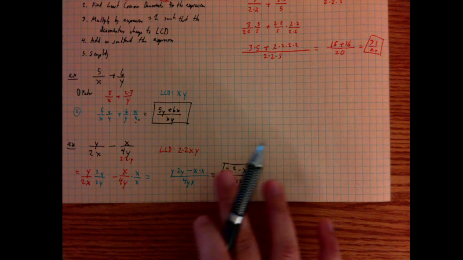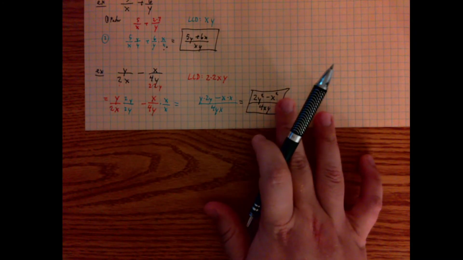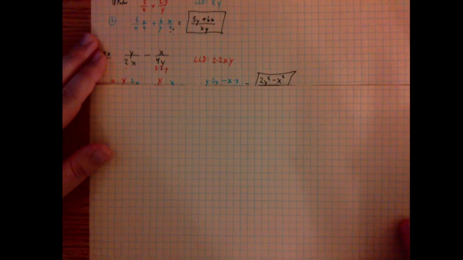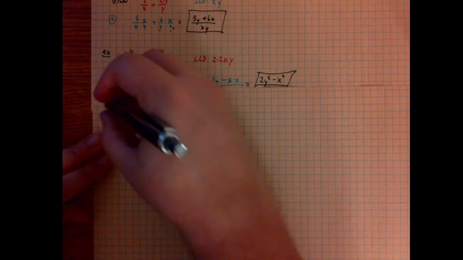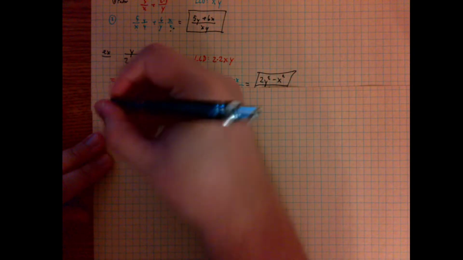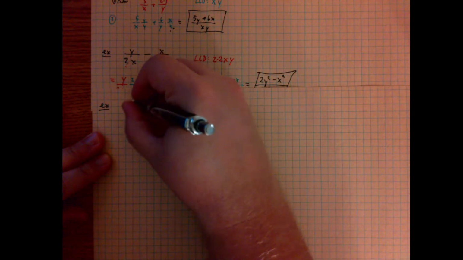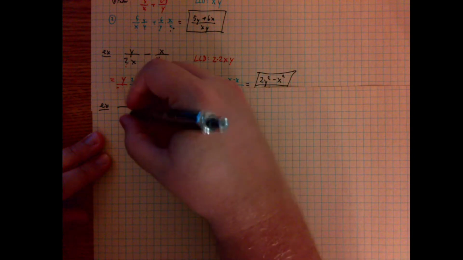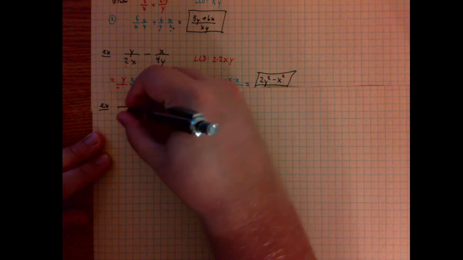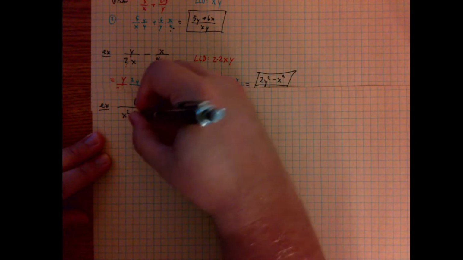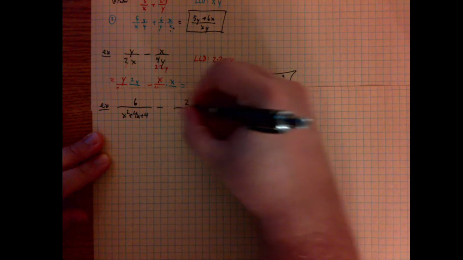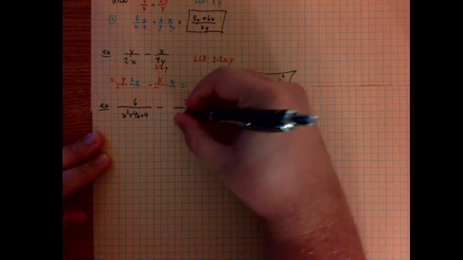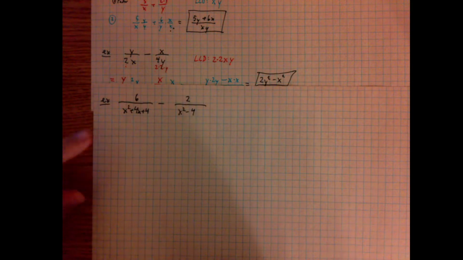Let's look at a more advanced example. Hopefully these are ringing some bells that you may have seen these before. Let's look at one where we have to actually factor some. In this case, we have an example of 6 over x squared plus 4x plus 4 minus 2 over x squared minus 4.